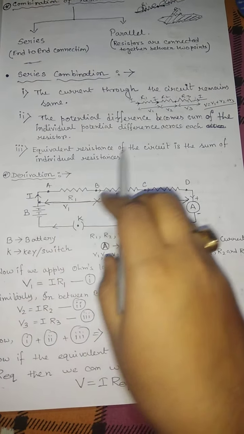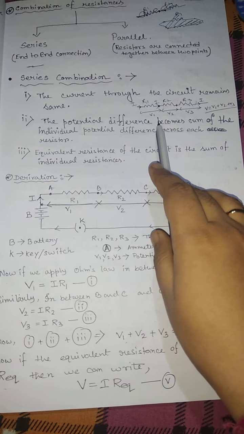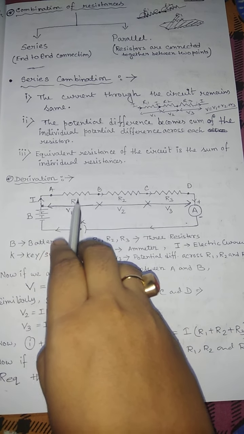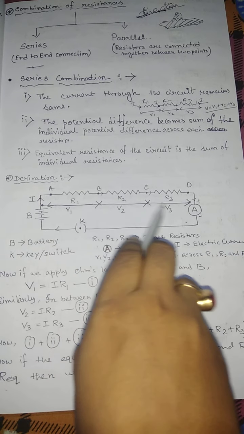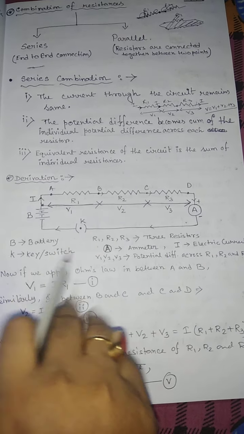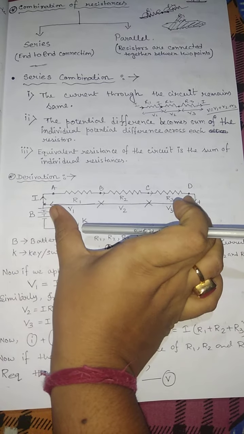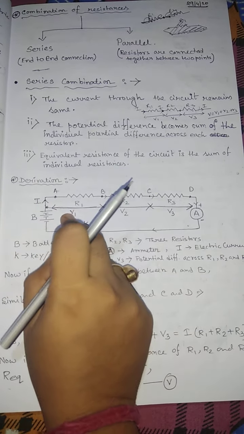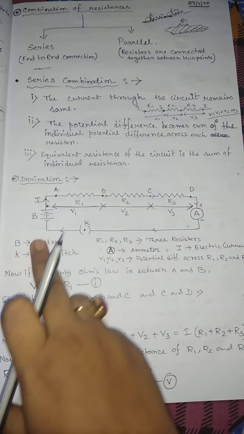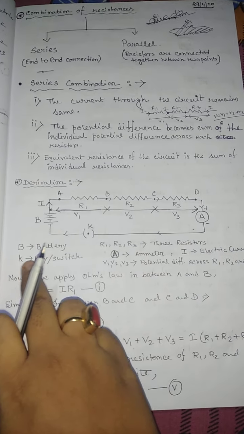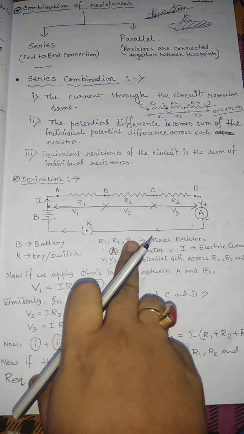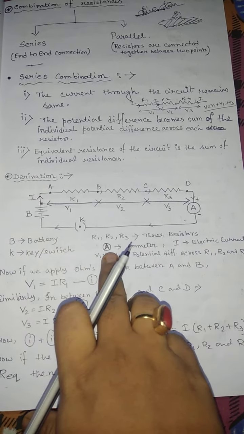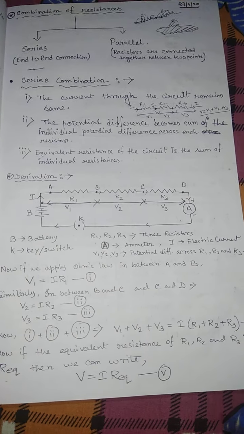The ammeter measures the magnitude of the current flowing through the circuit. As we know from the second point, the potential difference across each resistor is different. So the first is V1 across R1, V2 across R2, V3 across R3. The total potential difference across A to D is V, that means V equals V1 plus V2 plus V3. Here B means battery, K means switch or key, R1, R2, R3 are the three resistors, A is the ammeter, I is the electric current, and V1, V2, V3 are the potential differences across R1, R2 and R3.